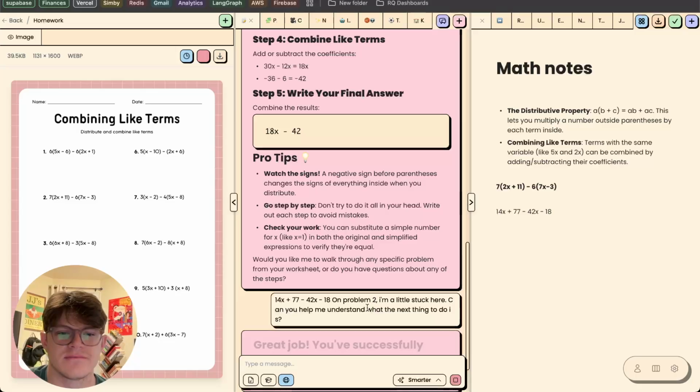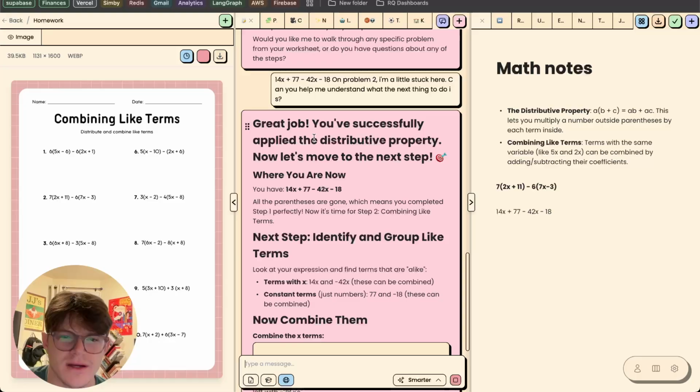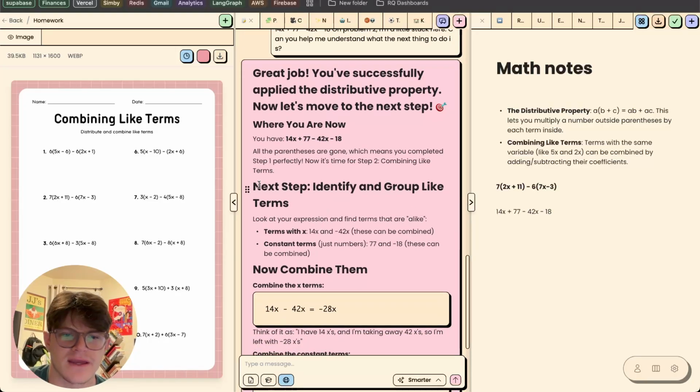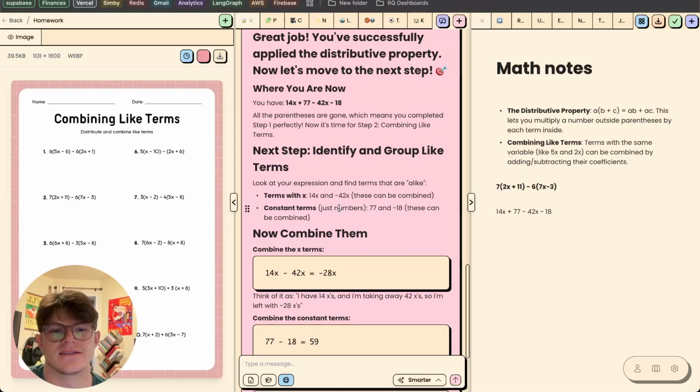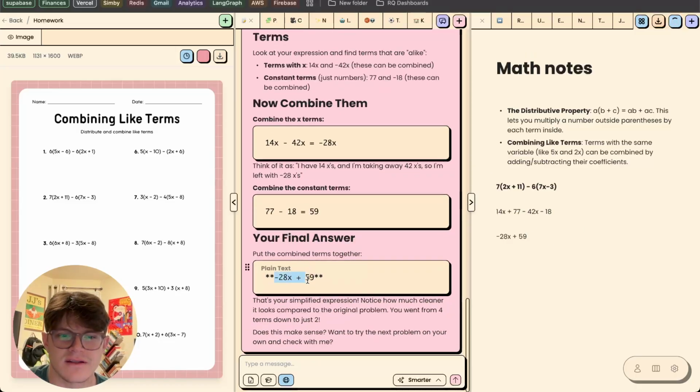And it's going to come back with an answer, and it says, okay, I've done the distributive property step correctly, great, and this is where I'm at. And then, oh, okay, right, we need to identify and group the like terms. So it's going to say combine the x terms, which, oh, okay, that means it's 14 minus 42x, which is going to be minus 28x. And then 77 minus 18, which is 59. So we have plus 59. And then this is our final answer. Awesome.